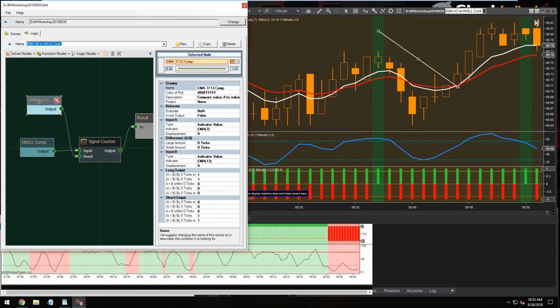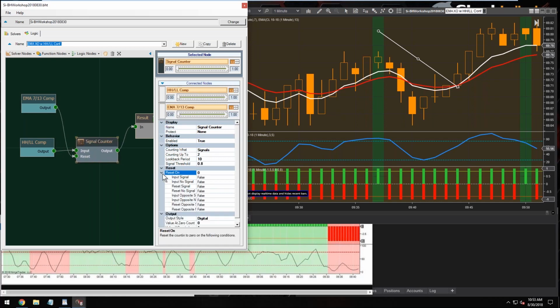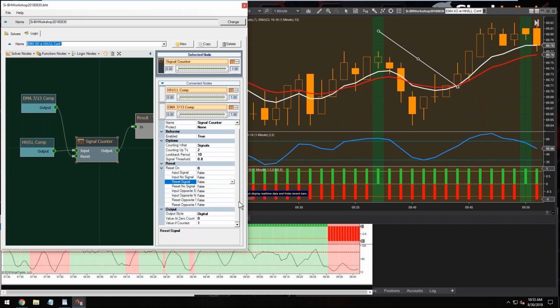So basically I have my comparison solver connected into the reset. Now I need to select the signal counter and open up these resets. And now I can start playing with the resets here to figure out which one I need.